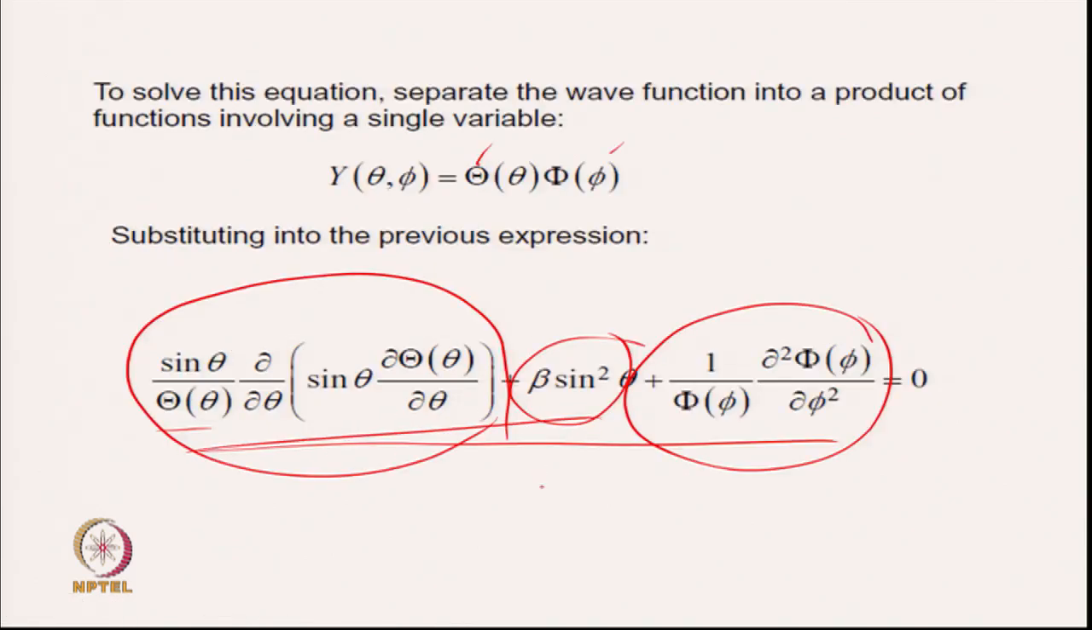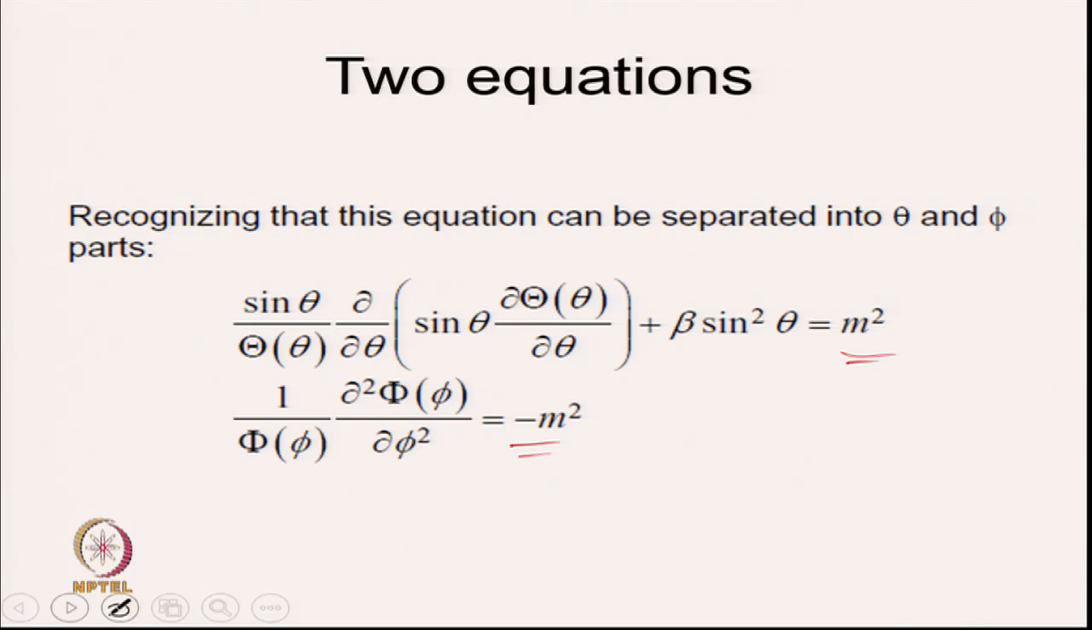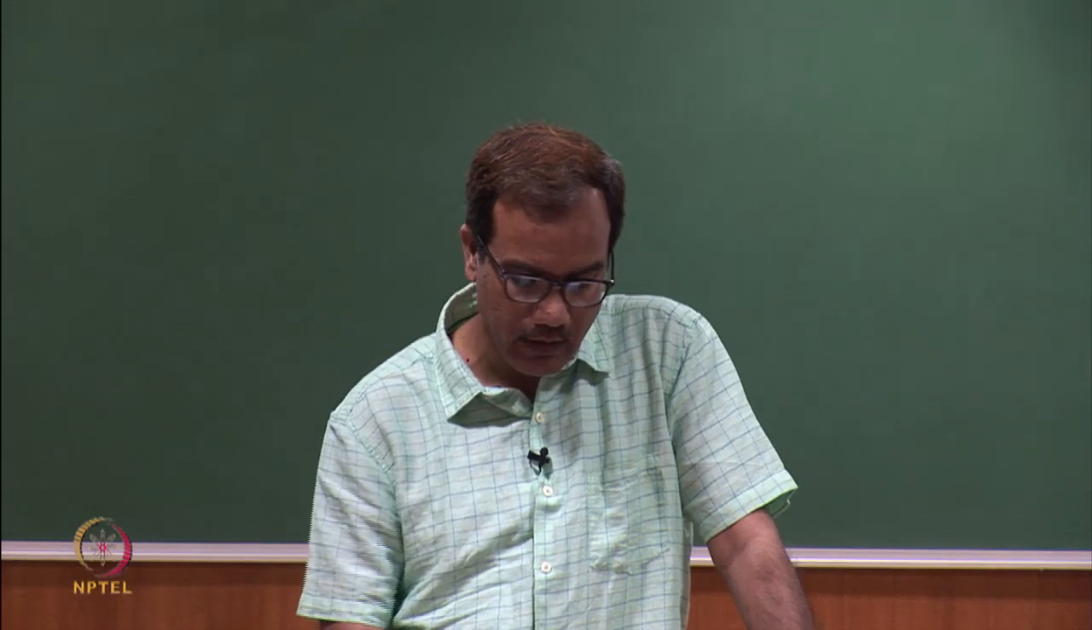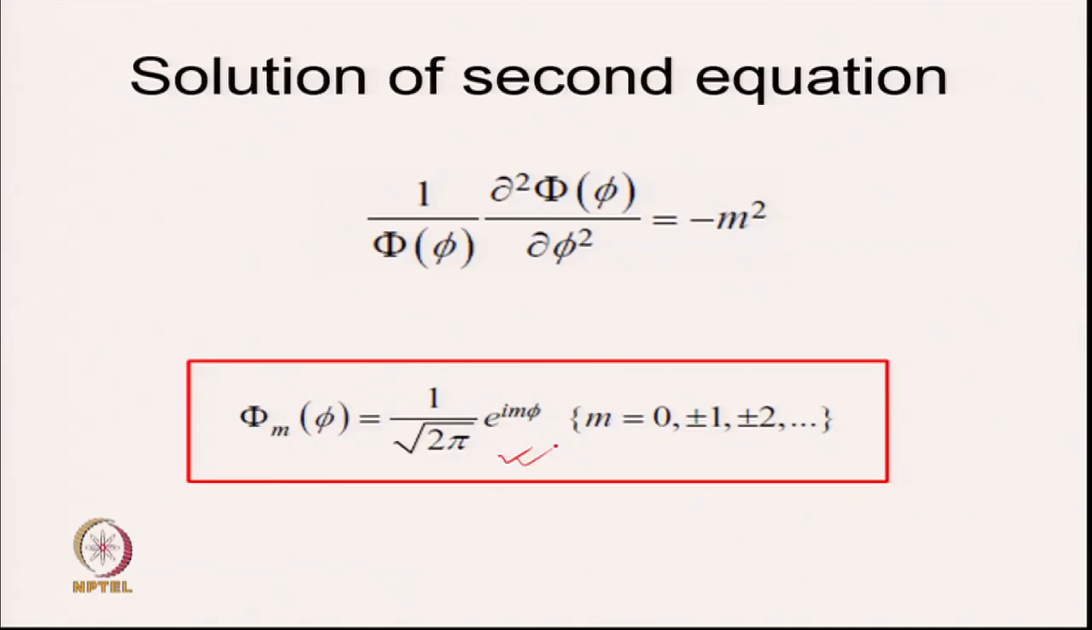So, this plus m a square minus m a square will give you 0, and now it is easier to solve these two equations. This we have already solved when dealing with the 2 dimensional rigid rotor, and the solution is well known. It is given by exponential i m phi multiplied by a normalization factor. Again, m can take values 0, plus minus 1, plus minus 2.